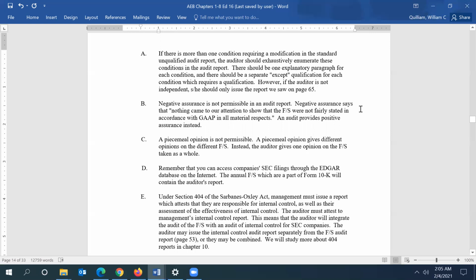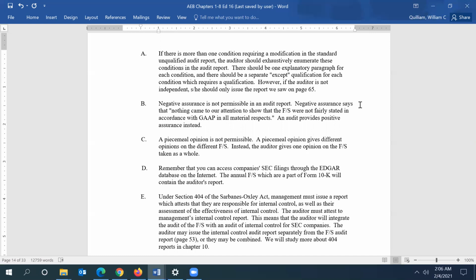Then B, later in the course, as we discuss interim reviews for public companies where we can do a lesser form of engagement than an audit and review a client's interim financial statements like quarterly financial statements, we can give negative or limited assurance on them. Negative and limited assurance, same thing. Anyway, this negative assurance is not permissible in an audit report on annual financial statements.